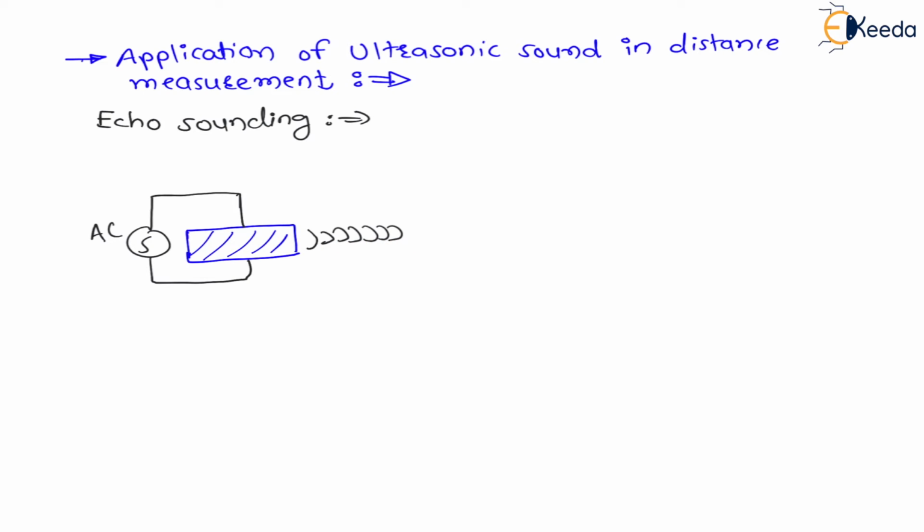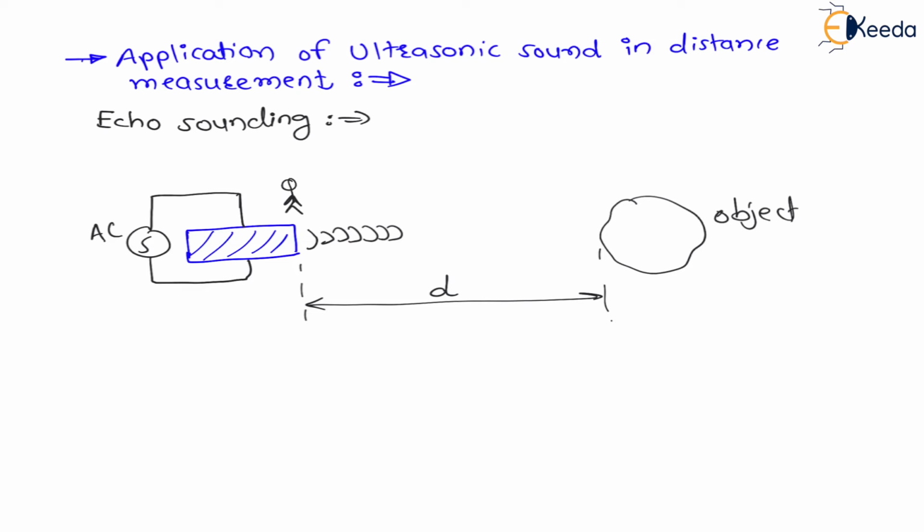Now, let us say I want to measure the distance of an object. Let us say there is one object placed at a distance. Let us say the distance of the object is d from the device or the person standing here. One person is standing here, and from this person the object is at distance d. Now we know that this ultrasonic sound is traveling with some velocity. Let us say the velocity of sound is v. Here v is the velocity of the ultrasonic sound traveling towards the object.